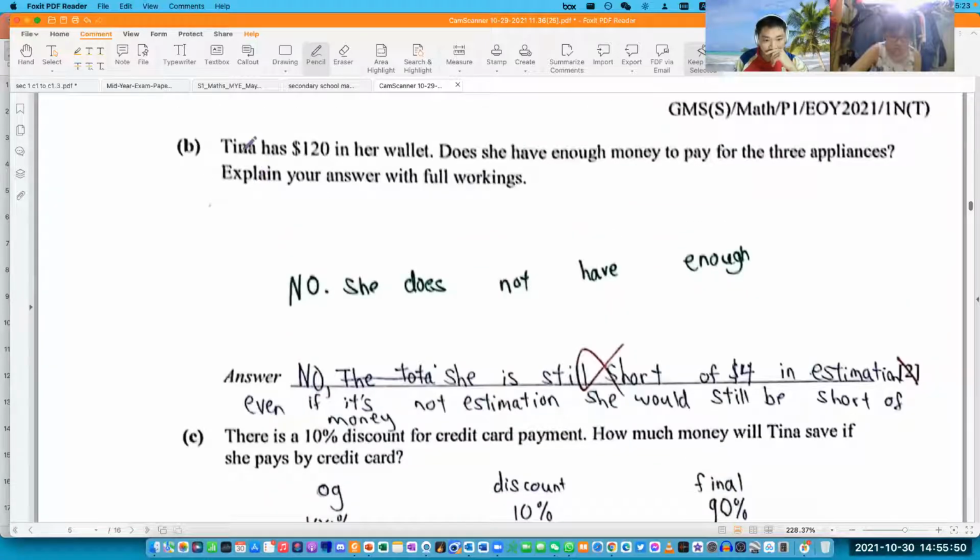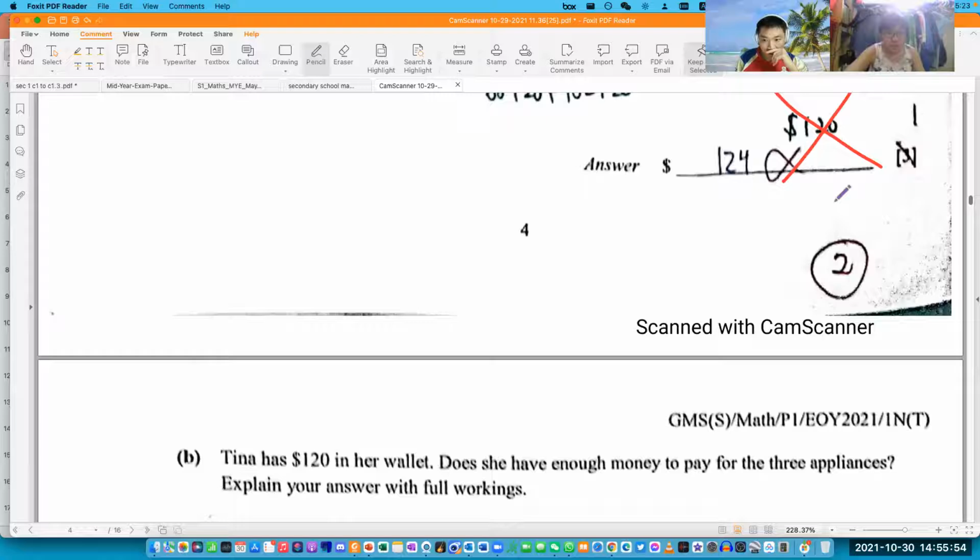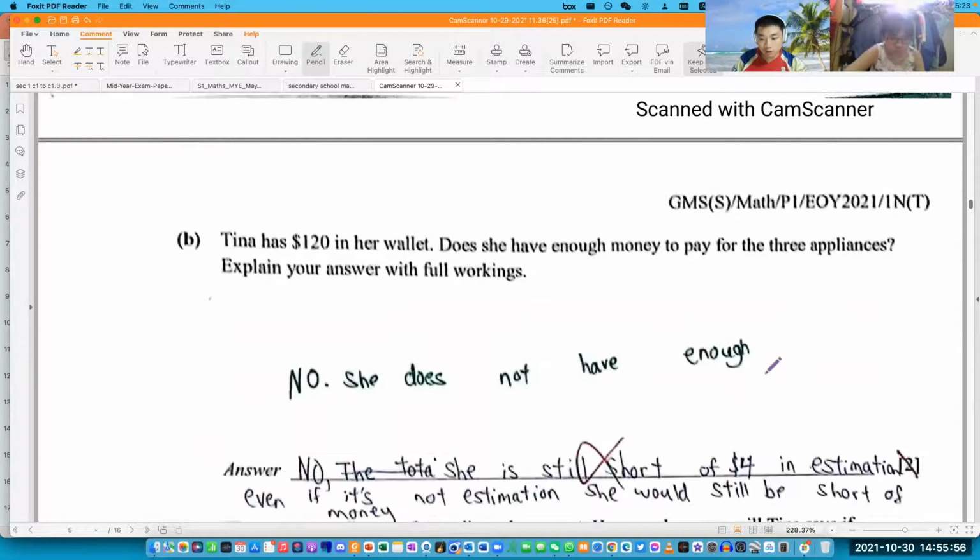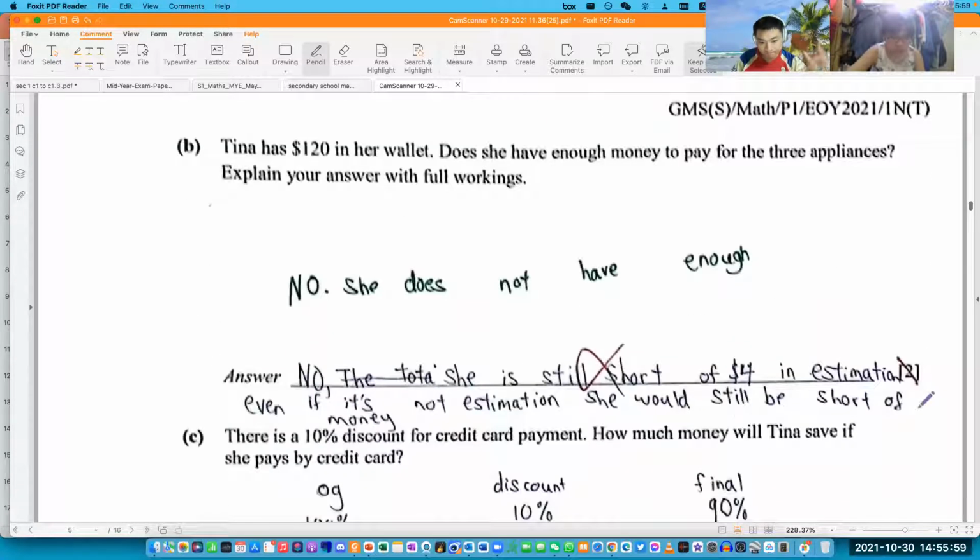Okay. Next. Tina, does she have enough money to pay for the trip? So this answer is wrong. Of course, this is also wrong because she is still short of 4 in the estimation. Even if it's not an estimate, she will still be short of money. So I don't know why it is wrong here. I thought your answer no is correct. So why are you wrong? I thought the answer is no.